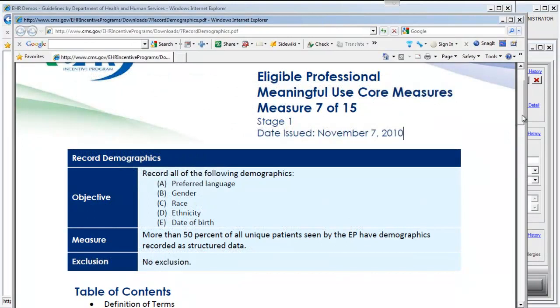One question that had been asked about preferred language in one of our previous webinars was, are we required as providers to communicate in the patient's preferred language? And the answer is no. This is simply a documentation of the preferred language in which the patient wishes to communicate or prefers to communicate. You do not need to provide those type of services in the patient's preferred language.